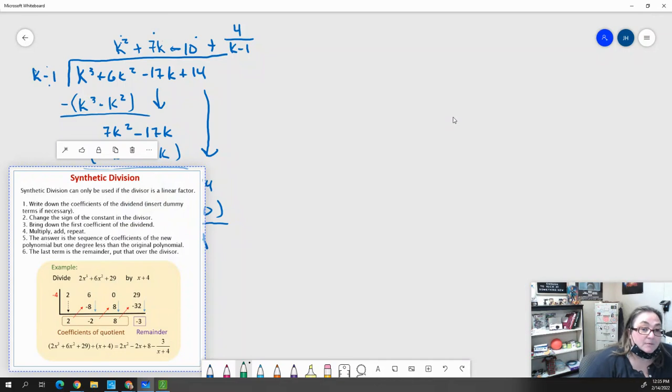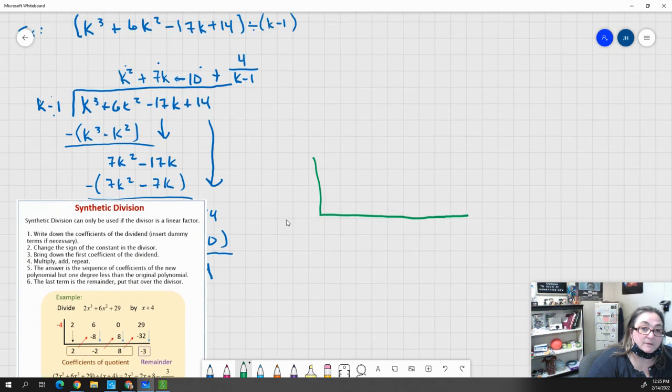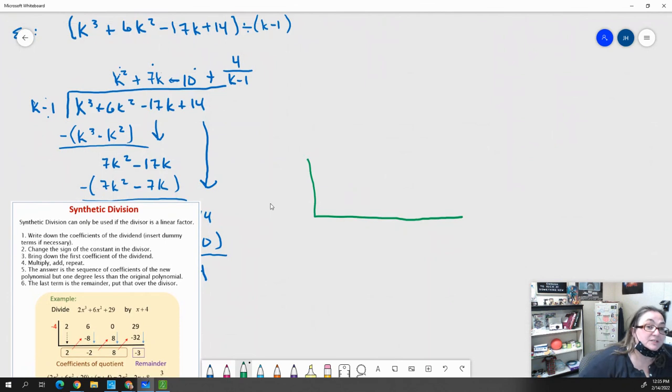I'm going to start by writing down the coefficients. See this little box right here? We're going to create one of those. I'm just going to go like this. And inside of it, I'm going to write all of the coefficients of our leading dividend, right? That's this part. What are the coefficients? They are the numbers in front of each k. Like they're all our numbers, right?